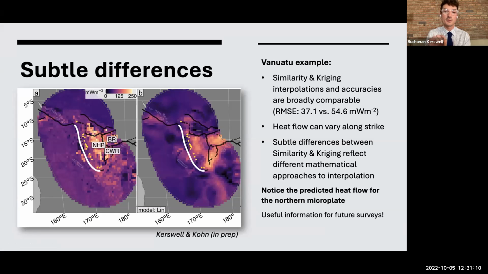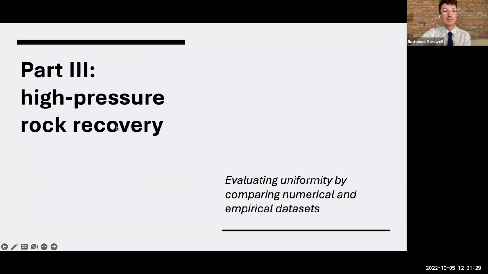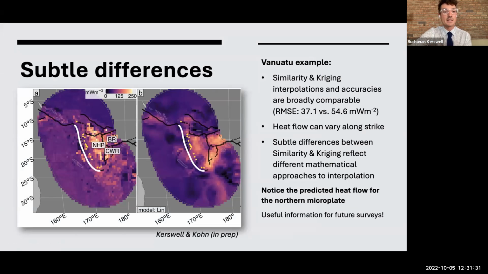The gold diamonds are locations of volcanic vents. And then the color represents the heat flow. Cool colors, low heat flow, warm colors, high heat flow. And if you look at this northernmost microplate here, similarity is predicting that there's a rather high heat flow within that northernmost microplate, whereas kriging is predicting that the heat flow in that microplate is quite low. There seems to be some discrepancy between the kriging prediction and the similarity prediction in this case.